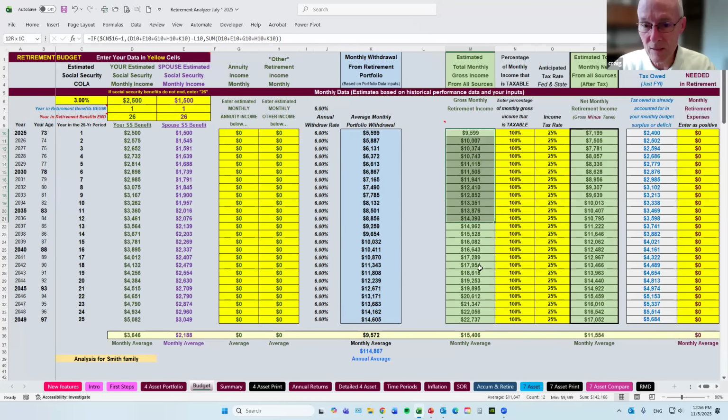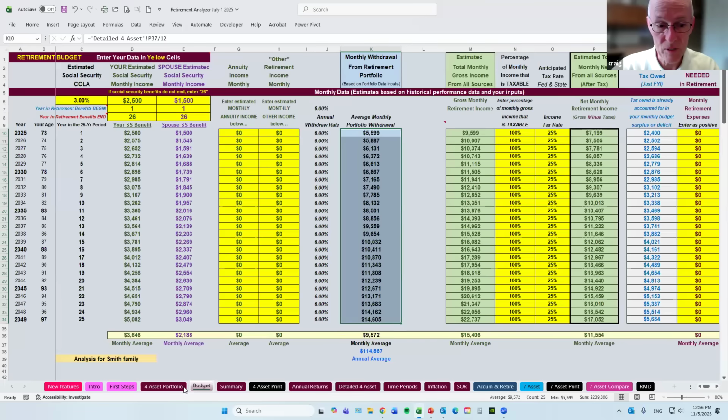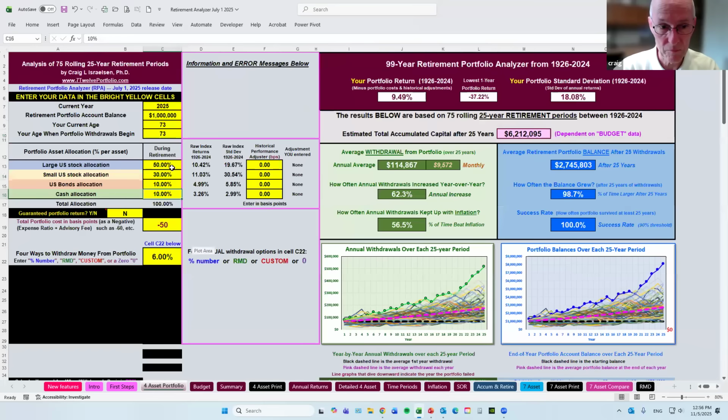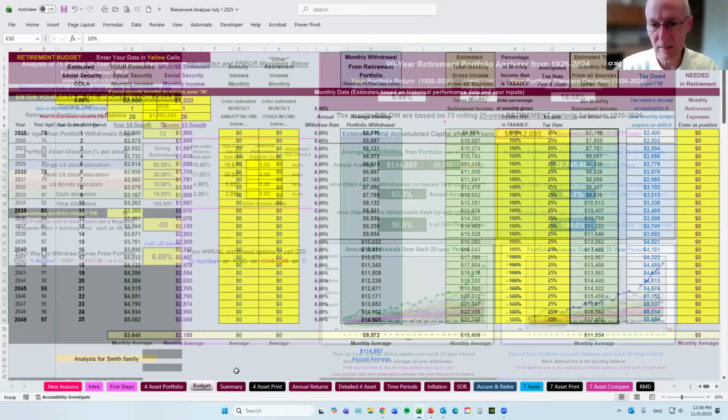In year 1, it was about 9,600. By year 25, it's 22, call it 23,000. The average is 15,406 times 12 gets you an annual. So I just wanted you to see the variability of the gross monthly income. And largely it's growing because the withdrawal is growing in the portfolio. Again, this is an 80-20 portfolio. So let's just run with that for a second.